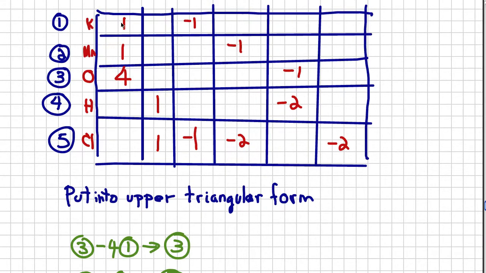So I subtract row 1 from row 2 and replace it back into row 2. For example, 1 minus 1 gives me 0, and I put that in row 2. When I subtract this, I get a plus 1 here. And I'm subtracting 0 from negative 1, so that stays negative 1.